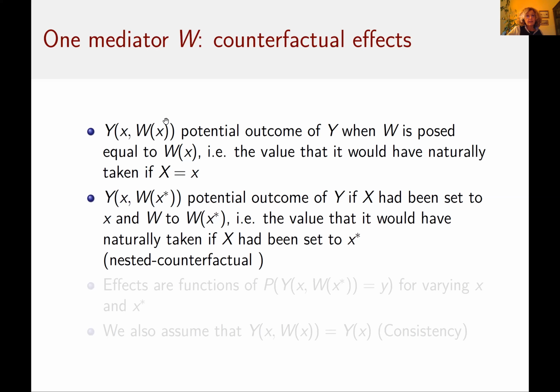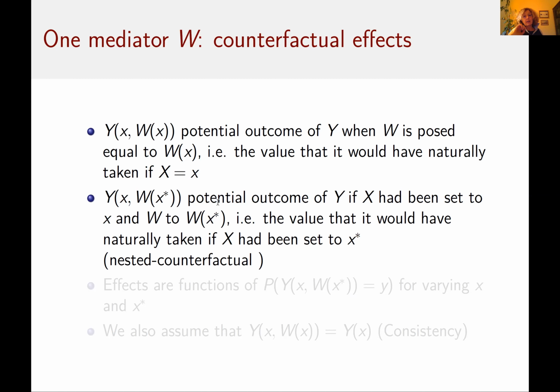We also need to introduce a nested notation, where we need the Y outcome, which is the potential outcome when X is set to x, but W is set to the value it would naturally attain if X is taken to small x. And we also need to introduce a nested counterfactual where this X here is different from this.